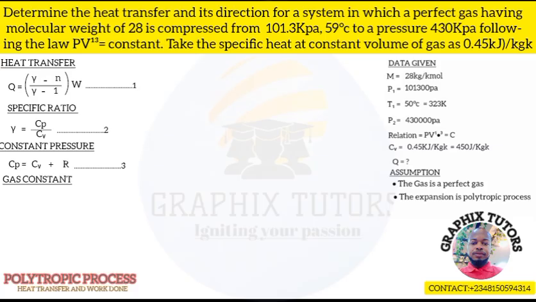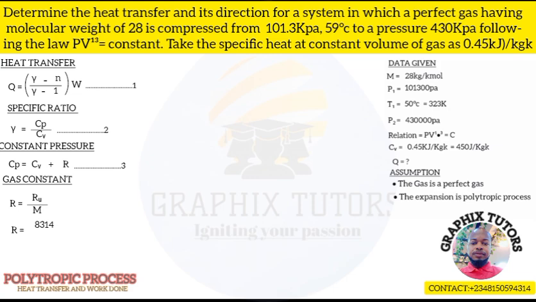So what's my gas constant? My gas constant R is equal to my universal gas constant over the molecular weight. The universal gas constant is given as 8314 in joules per kilomole Kelvin, but in kilojoules it is 8.314. But we are working with just joules.